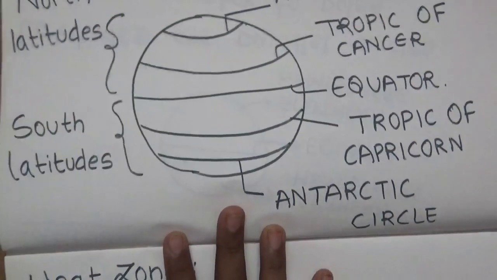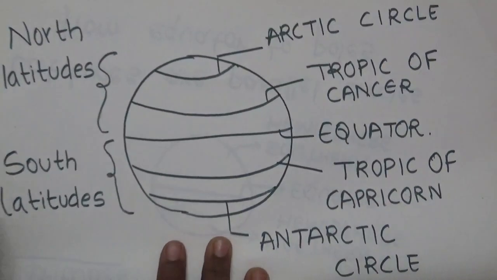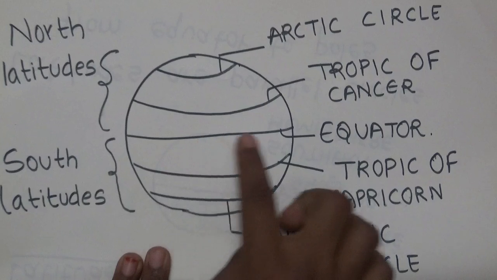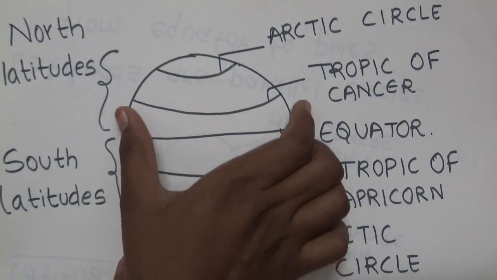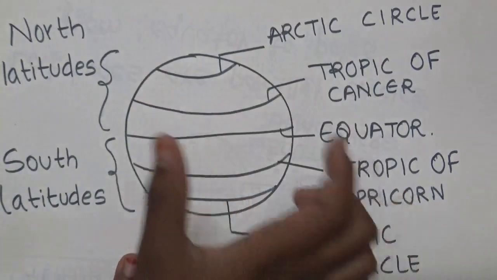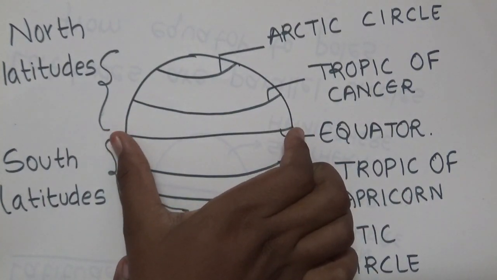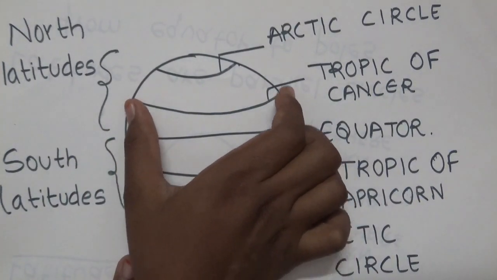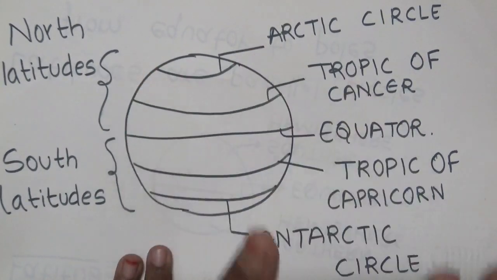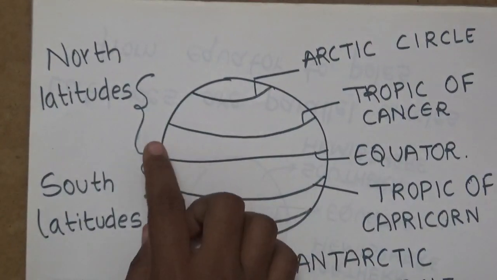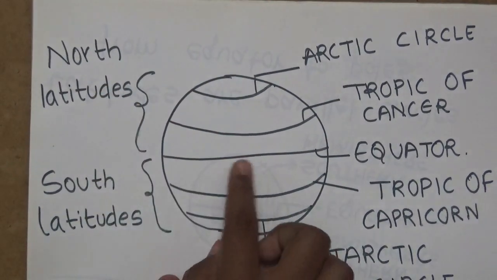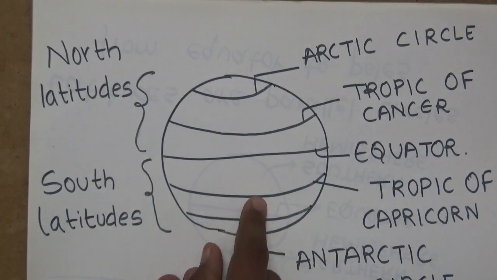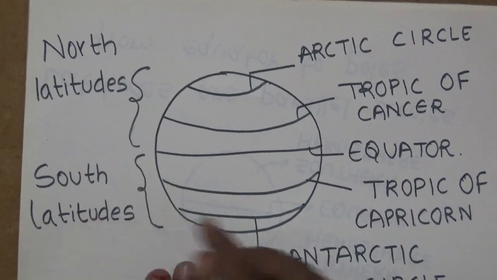Now let's learn more about these latitudes. See here, as we go towards the poles, the distance between the latitudes decreases. Here we have the largest length, the length decreases over here, and here the length has decreased further. The latitudes in the northern hemisphere are called north latitudes, and the latitudes present in the southern hemisphere are called south latitudes.